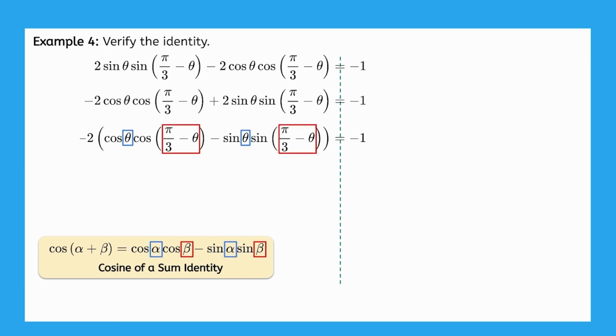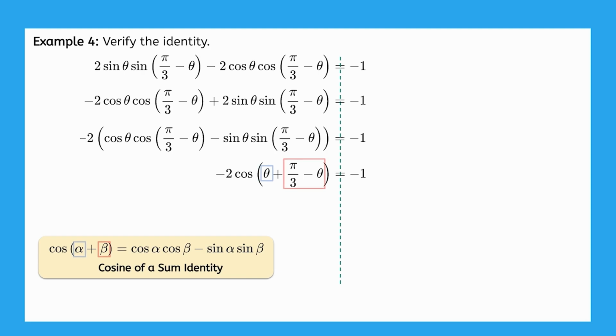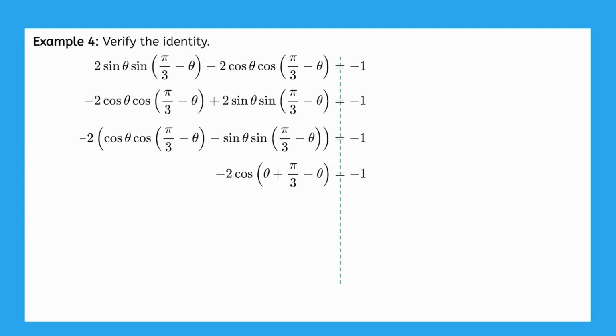Therefore, we can condense this expression by rewriting it as cosine of the sum theta plus pi over 3 minus theta, just like the left side of the identity. Notice how we can actually simplify this sum by canceling out the thetas, and we end up with just pi over 3 inside the cosine. Evaluating cosine of pi over 3, we get 1/2, and negative 2 times 1/2 is negative 1. Identity verified.